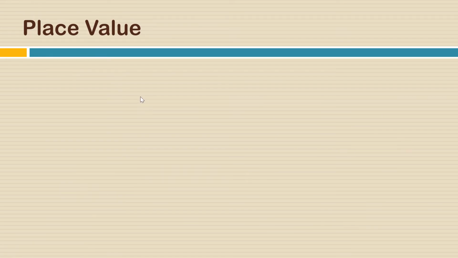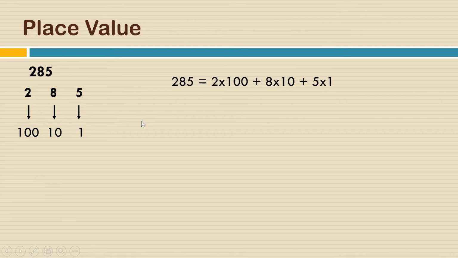Next, we will move on to place value. This you have already learned in 6th standard. So we will just go through it. 285: 1's place is 5, 10's place is 8 and 100's place is 2. Then 285 can be written as 2 into 100 plus 8 into 10 plus 5 into 1.